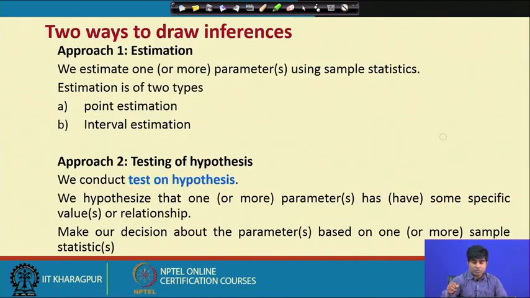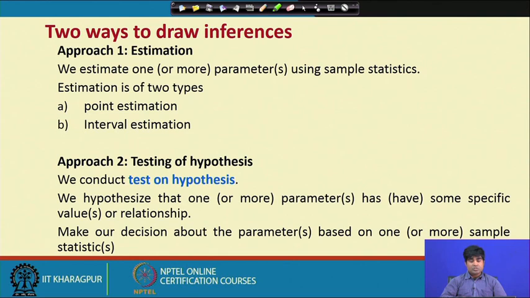Now, there are two ways to draw inference from this process of investigation. The first approach is called estimation, and the second approach is called testing of hypothesis. In estimation, our idea is to estimate the parameters using sample statistics, and the process you follow is called estimation. It is of two types: the first is point estimation, and the second is interval estimation, which we have already discussed in the previous lectures.